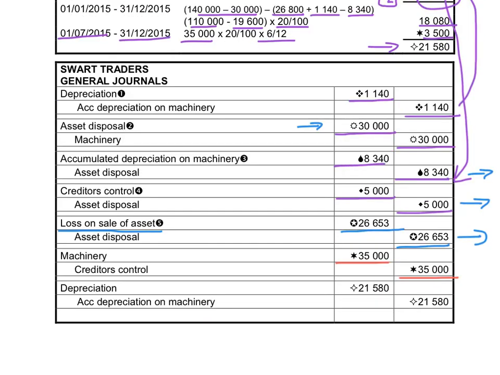The total depreciation calculated at the end of the year on all the assets that we have in our possession, that is assets purchased in the previous year plus the asset that was purchased in the current year, will be debited to the depreciation account and will be credited to the accumulated depreciation account.